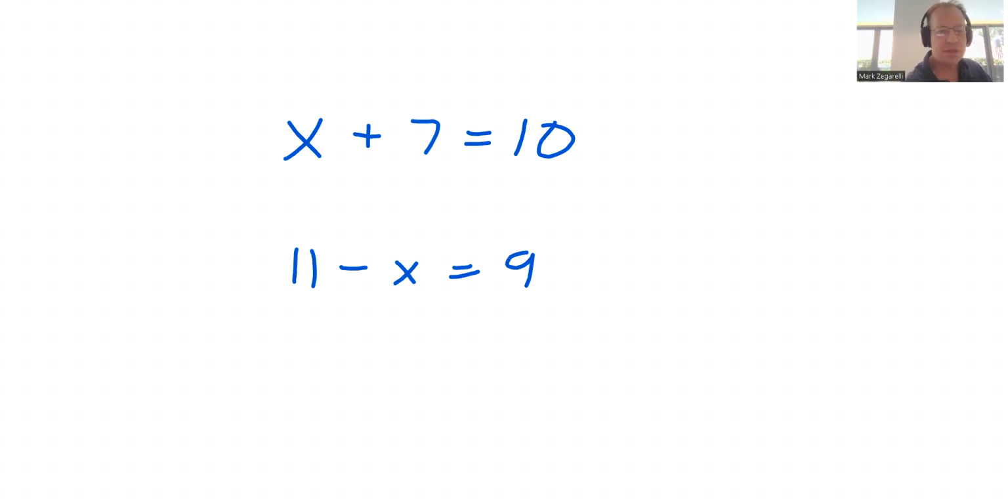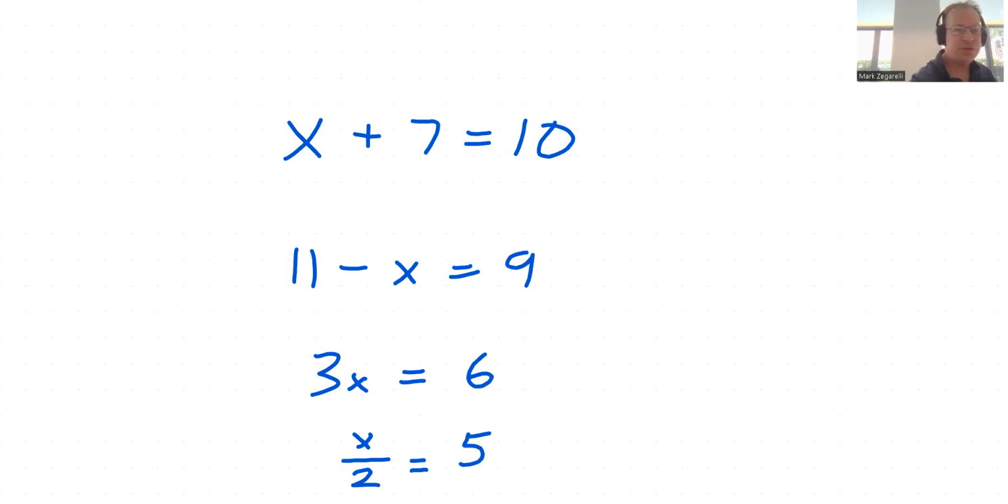But for now, just remember that I'll give you four quick problems: x plus 7 equals 10, 11 minus x equals 9, 3x equals 6, and how about x divided by 2 equals 5? And then just think about what these answers would be.